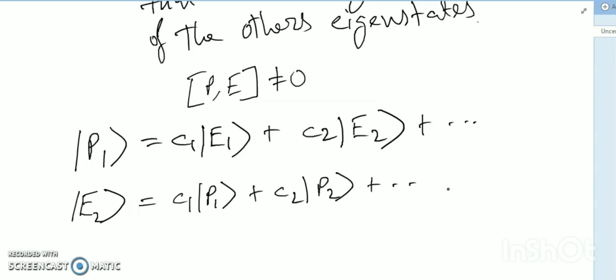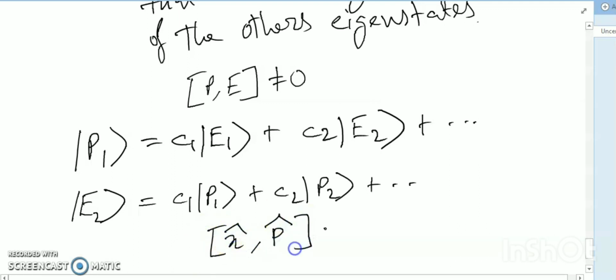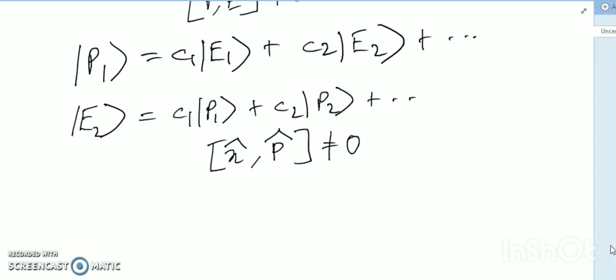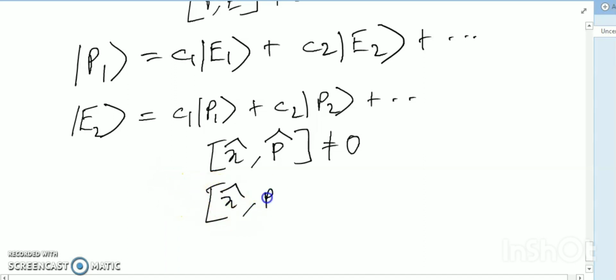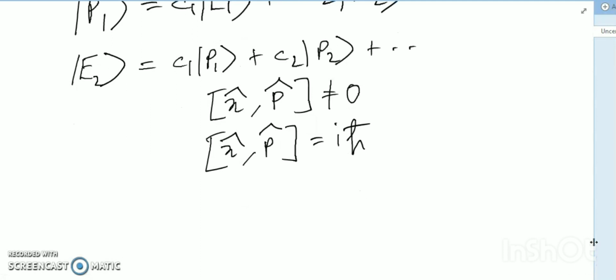Commutator and the uncertainty principle, that is, the commutator of x and p does not equal 0. So we can write [x, p] equals i h bar. Here h bar means h divided by 2 pi. So this means that they do not share an eigenbasis. In fact, they don't share any eigenvectors.